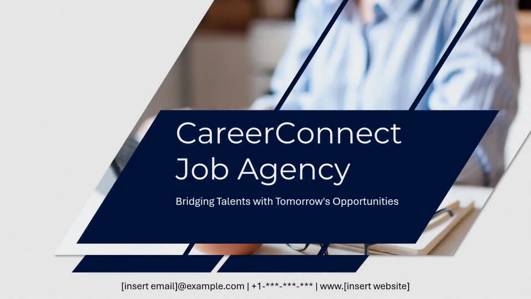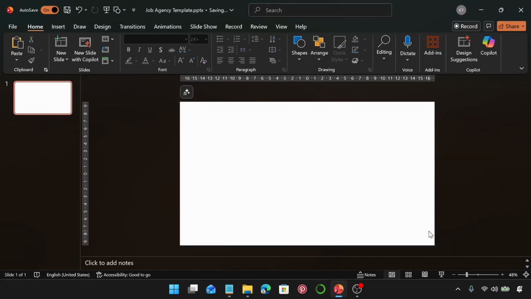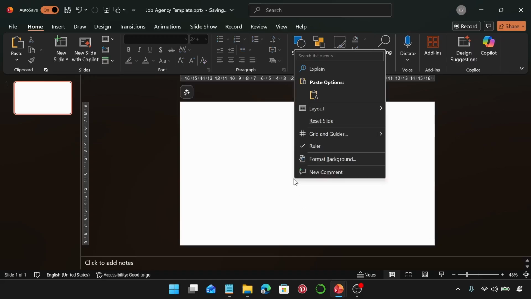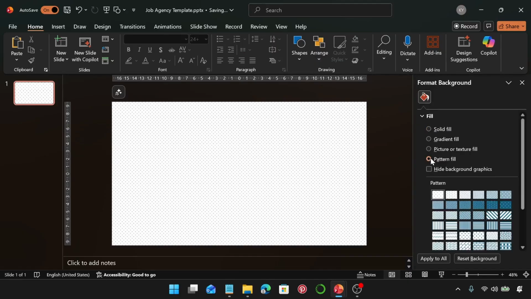In today's video, we're going to be creating a title slide for a job agency template in PowerPoint. I've already created a PowerPoint file. You can go ahead and create one. I'm going to select these two text boxes and delete. Next up, right click on the slide and then format background. We're going to select pattern fill.